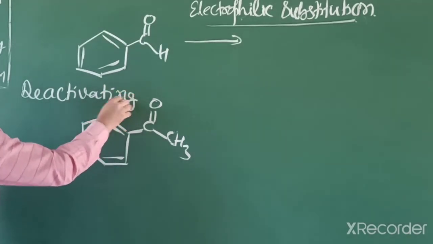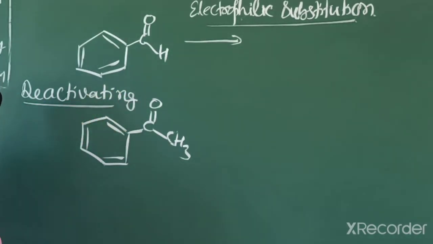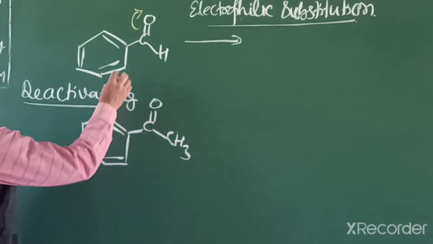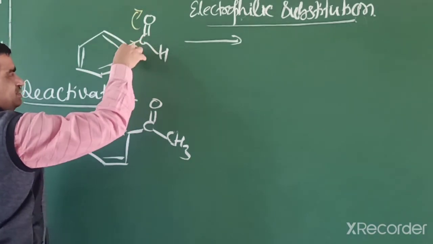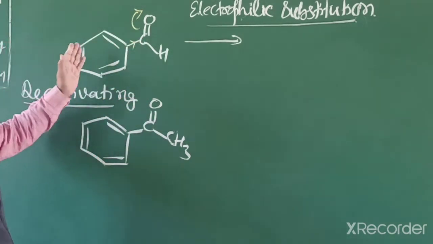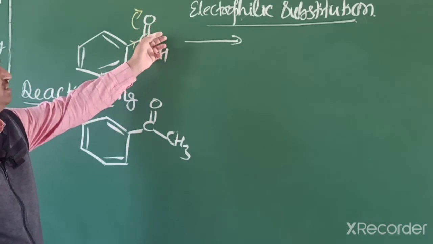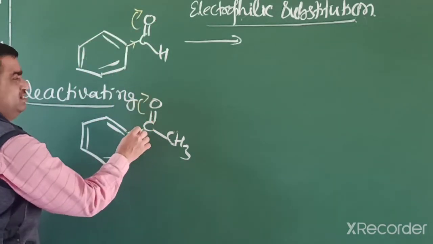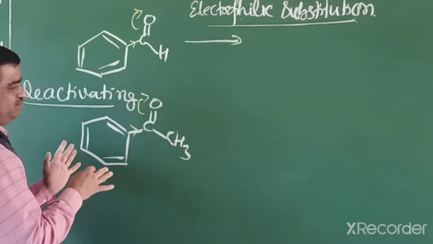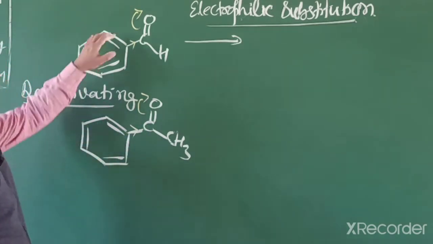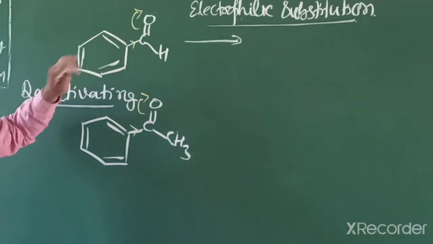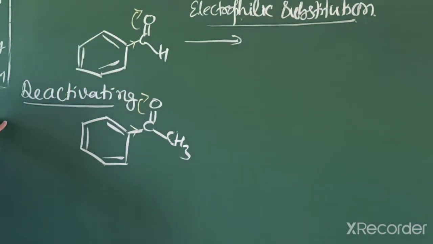Deactivating means they remove electron density in the benzene ring. Why? This carbonyl group removes electron density from the carbon, so this carbon is electron deficient, so the ring electrons move towards the carbonyl side in the resonance structure. So these are deactivating groups. We can write the resonance also. At ortho and para there is a positive charge, so these compounds are meta-directing.